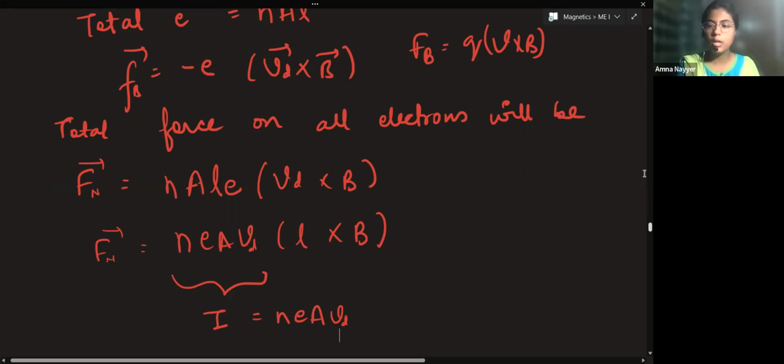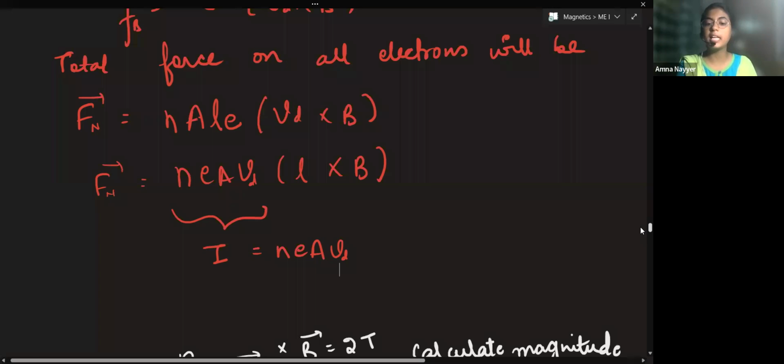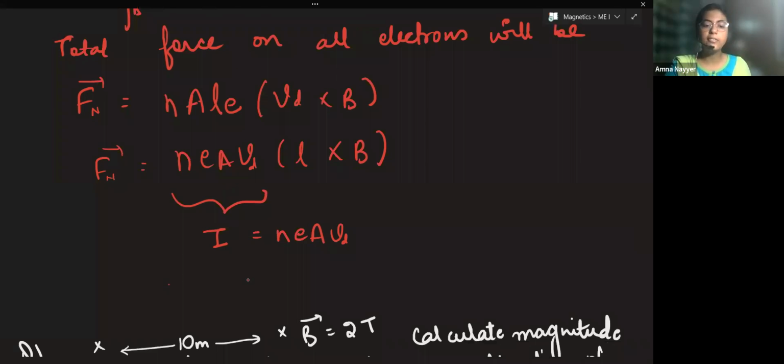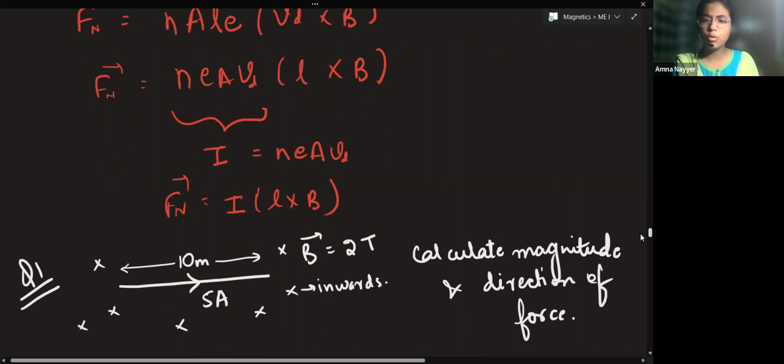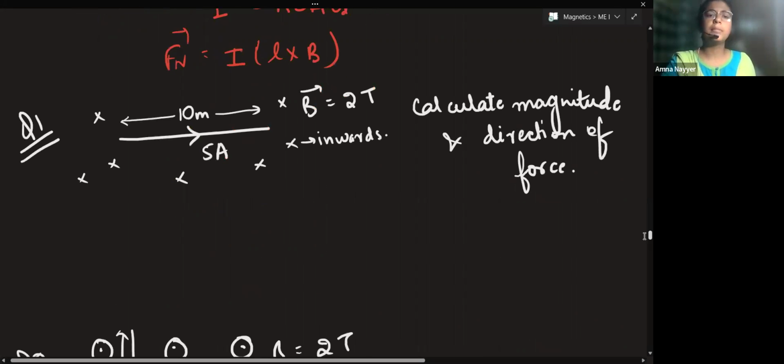So what is the formula of the force for a current carrying conductor? The net force we get is I L cross B. This directly does not get used a lot, so we'll be using this more or less in our derivation. So how do questions come? A question can come in this manner.